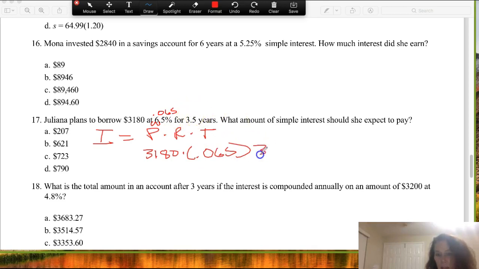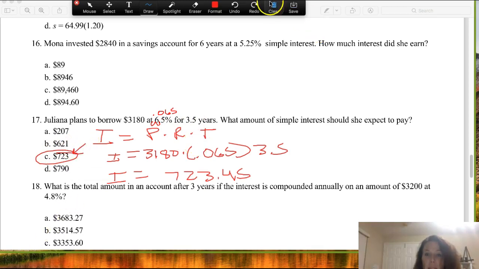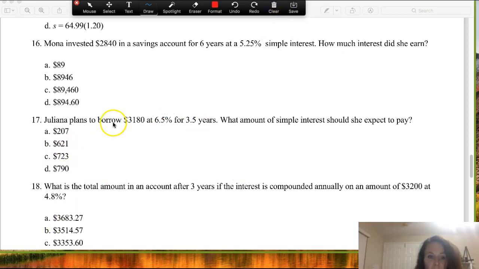And the time is 3.5 years, and that will be your interest. Go ahead and do the math on that. We're going to go 3180 times 0.065 times 3.5 on a calculator, and you come up with your interest is $723.45. That's how much she has to pay just in interest to borrow that money for 3.5 years. So she's going to pay more than that just to borrow the money.